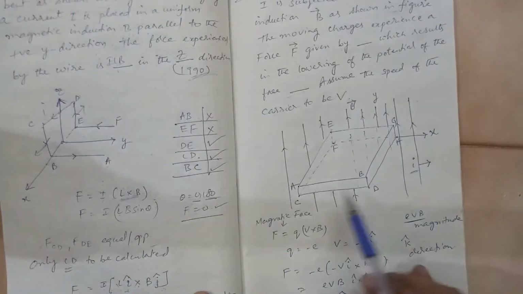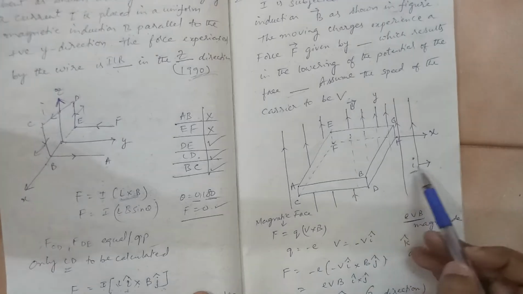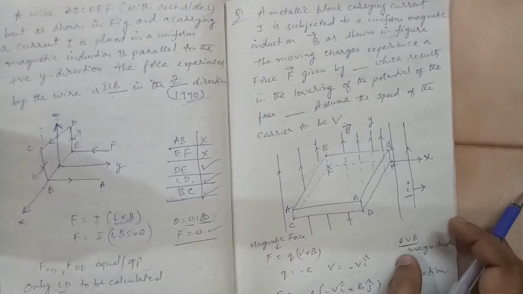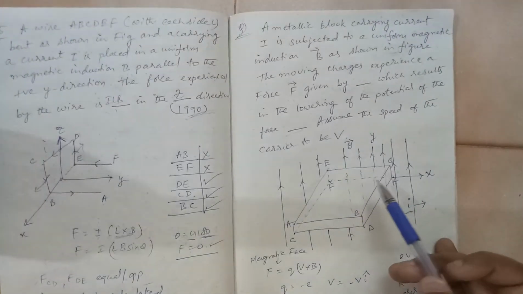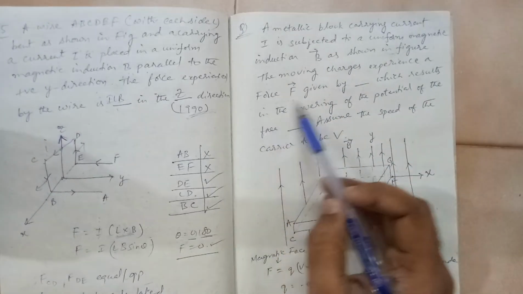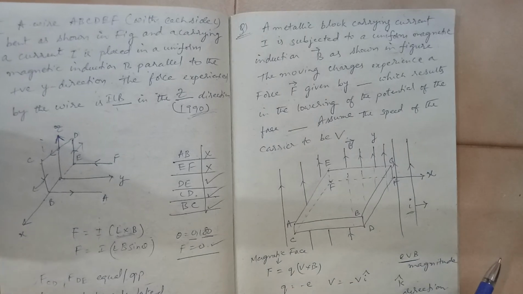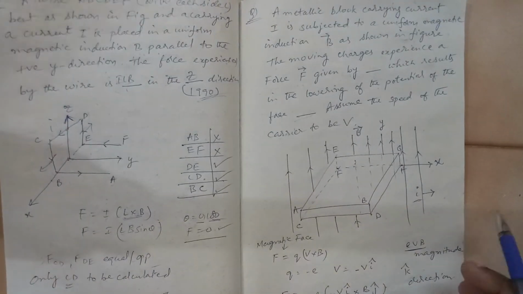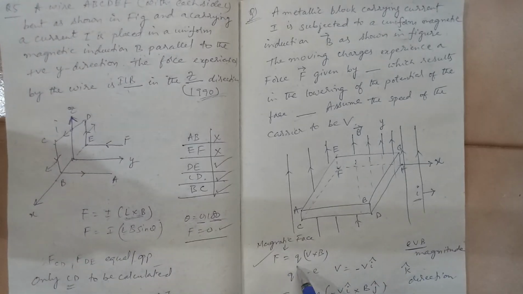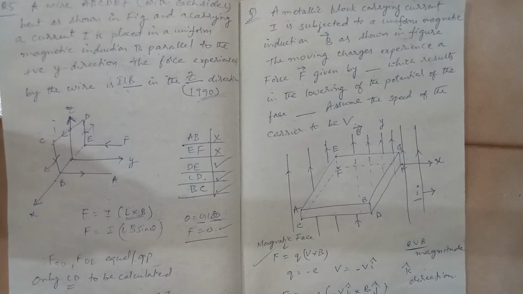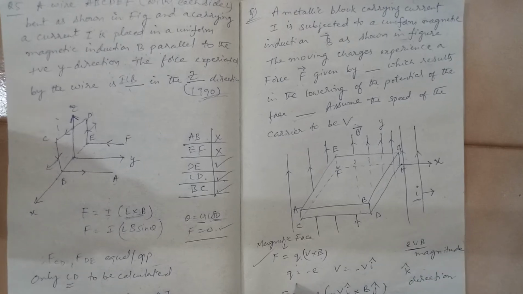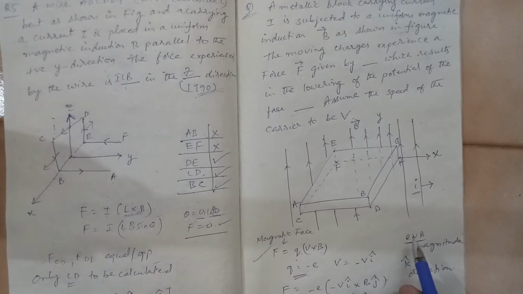Now the current direction is shown in the diagram. The current direction is this, which means the electron direction will be in the opposite direction. Now they are saying that we need to first find the force. The moving charges experience a force, so we need to find out the force direction. For a moving charge, what is the force formula we have? We know F is equal to Q into V cross B. Okay. So V is the velocity, B is the magnetic field, Q is the charge. So what is the charge here? Electron. So it is minus E.